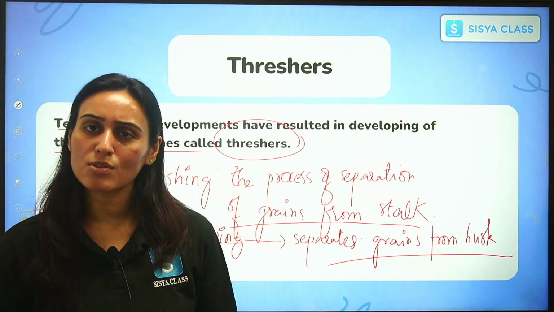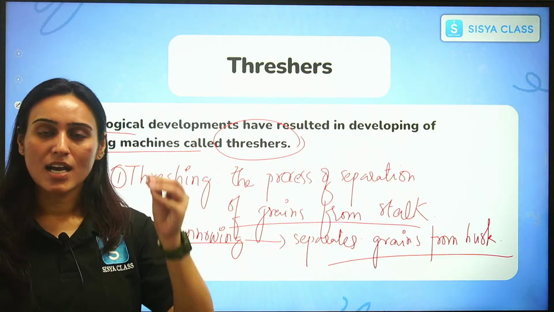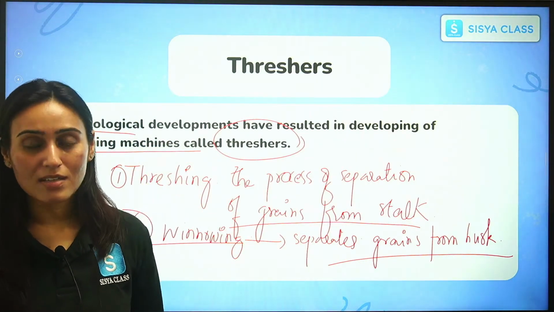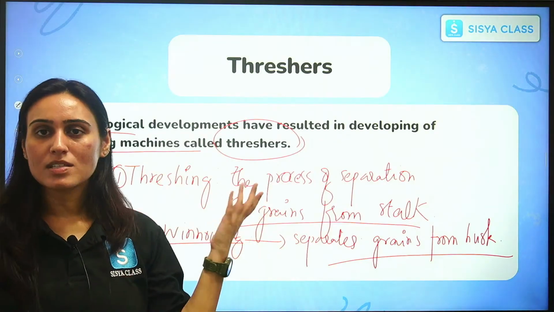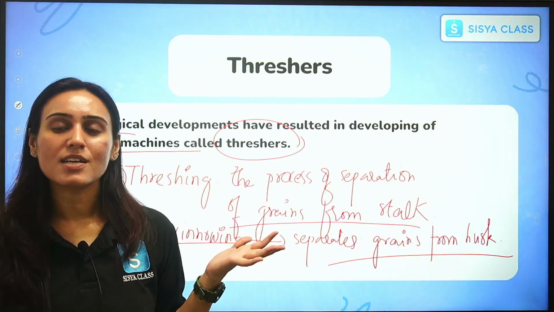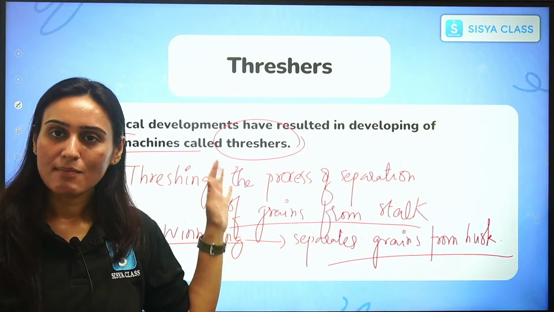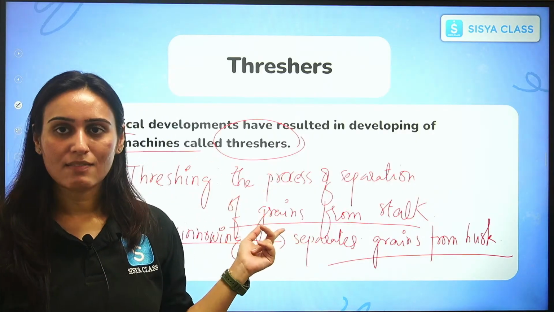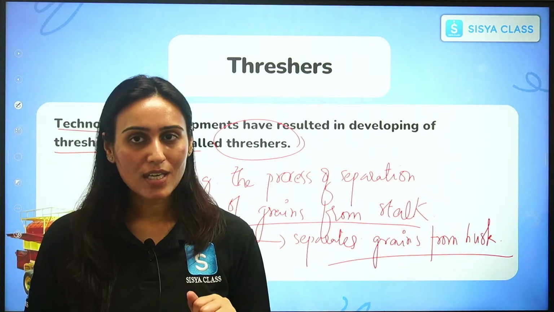You don't have to do any of these things. You will just pass on your grains along with these stalks in the thresher and it will separate it out for you. You just have to collect the grains after that. It is so simple for us now, right? But what is the principle we have seen that we can do ourselves? We have done threshing and after that winnowing, right?